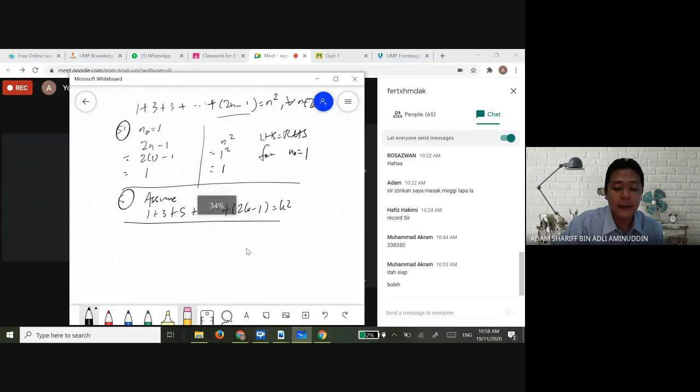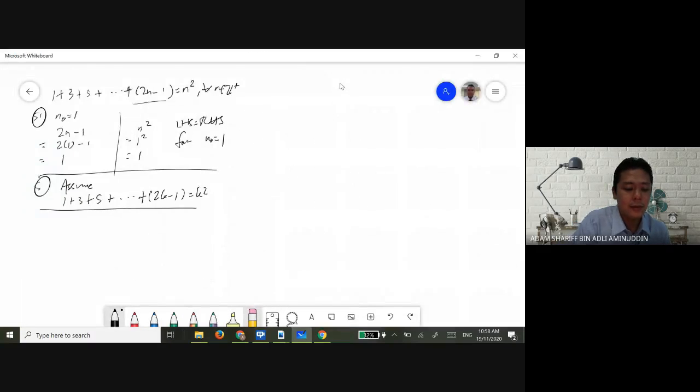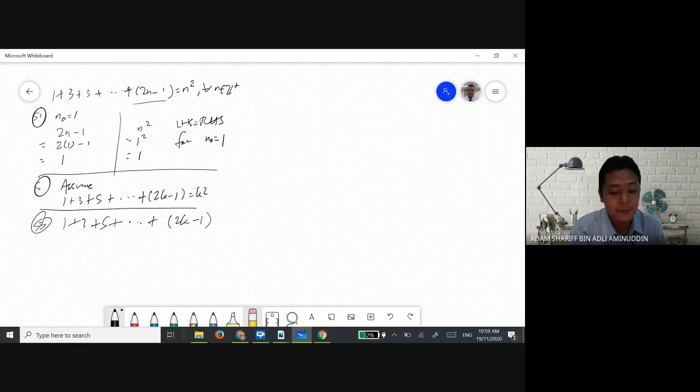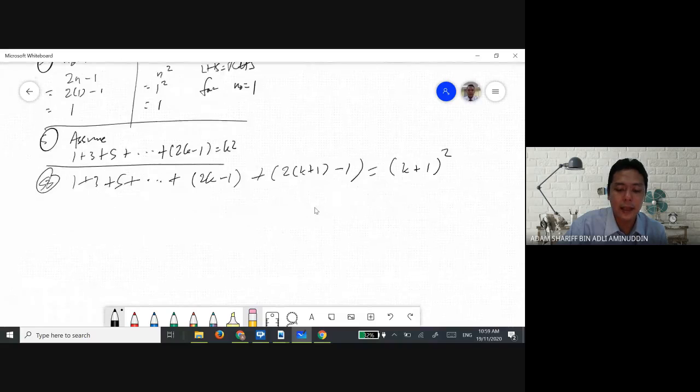For the third one, I show. For the third one, 1 plus 3 plus 5 plus, you will arrive at here first, 2k minus 1. You plus 2k plus 1 minus 1. It should be k plus 1 squared. Okay.